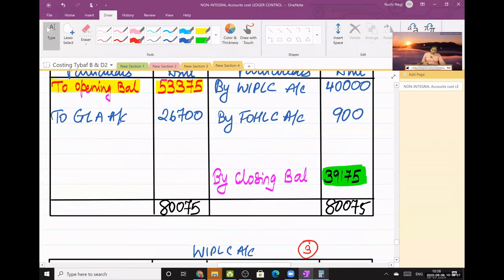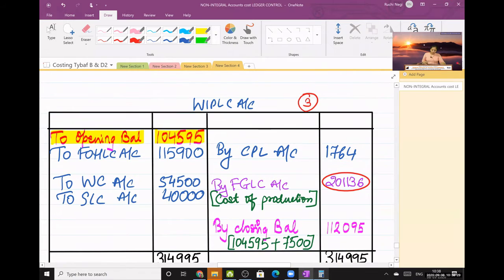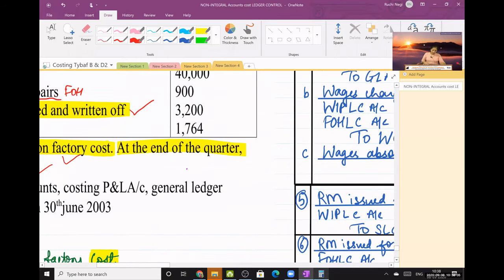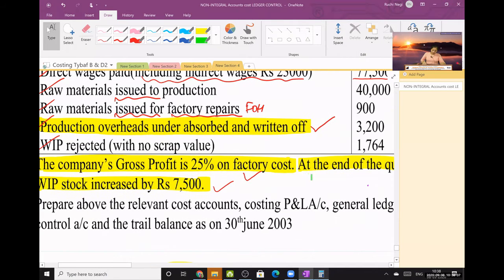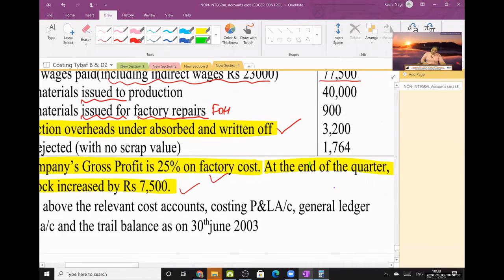Then close the WIP ledger. Now for the WIP ledger they have said something. See the last line: at the end of the quarter. What do you mean by end of the quarter? Writing here: at the end of the quarter, it means closing stock, closing stock of WIP.